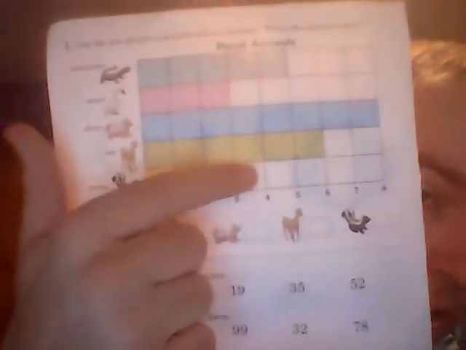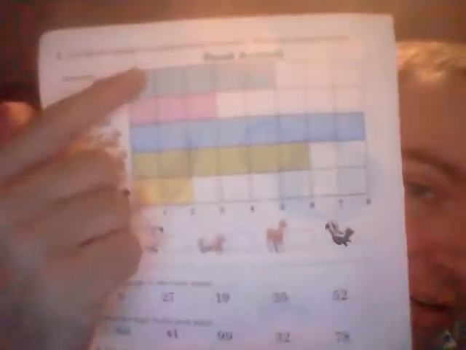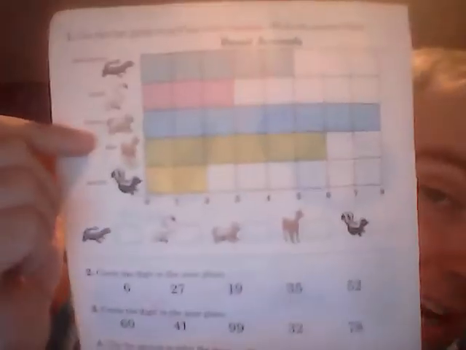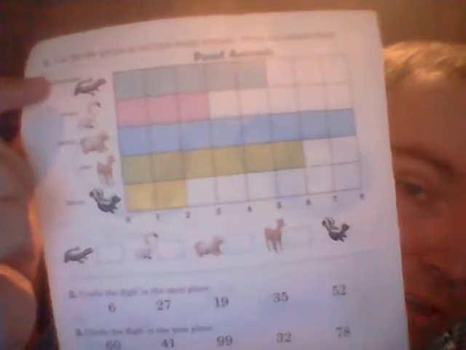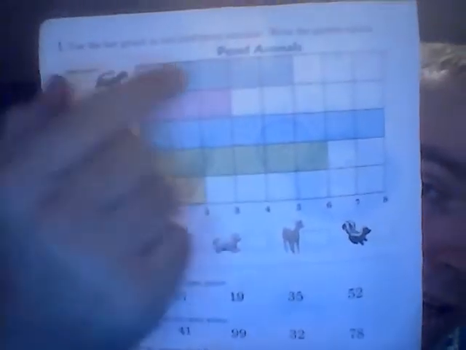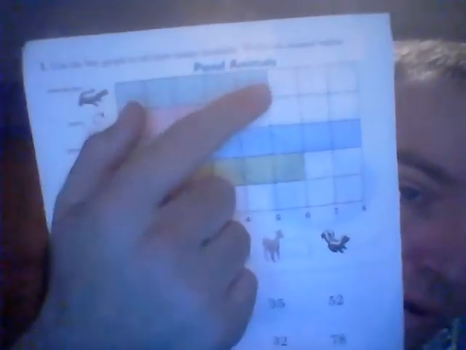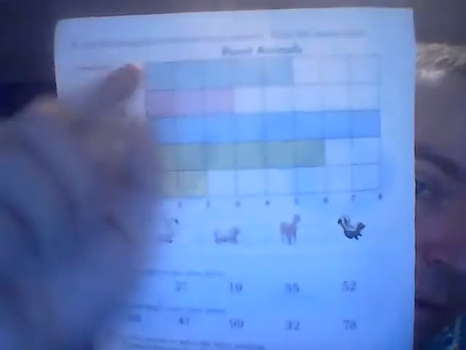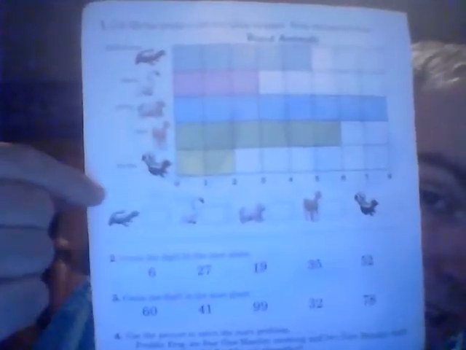This square means one. Every square means one of this kind of animal. So how many salamanders do we have? ¿Cuántos salamanders? Whatever you call that in Spanish. How many of those do we have? Well, let's see. 1, 2, 3, 4, 5. We have 5 of these. So you put 5 right here.